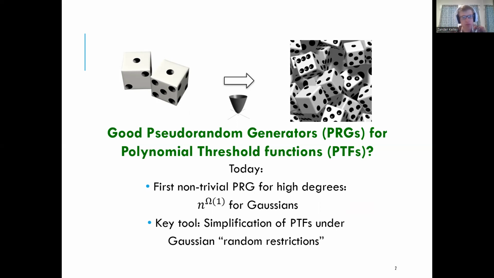And then a key tool that we'll highlight in the talk as part of our analysis is a Gaussian analog of random restrictions and how they can be used to simplify polynomial threshold functions.